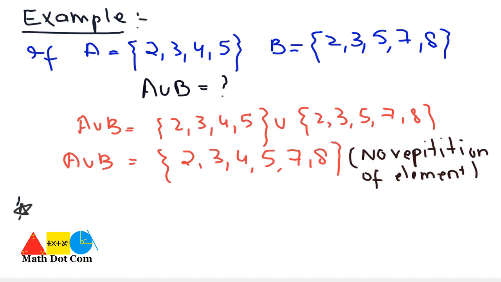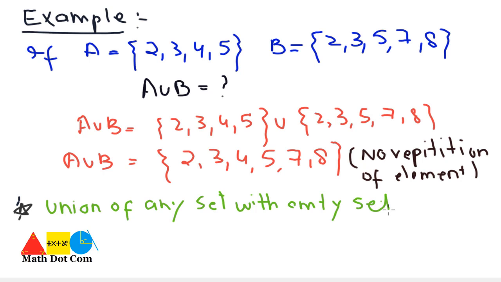One fact is, union of any set with the empty set. We have already discussed the concept of an empty set. A set that has 0 elements is an empty set. Union of any set with the empty set is the set itself.